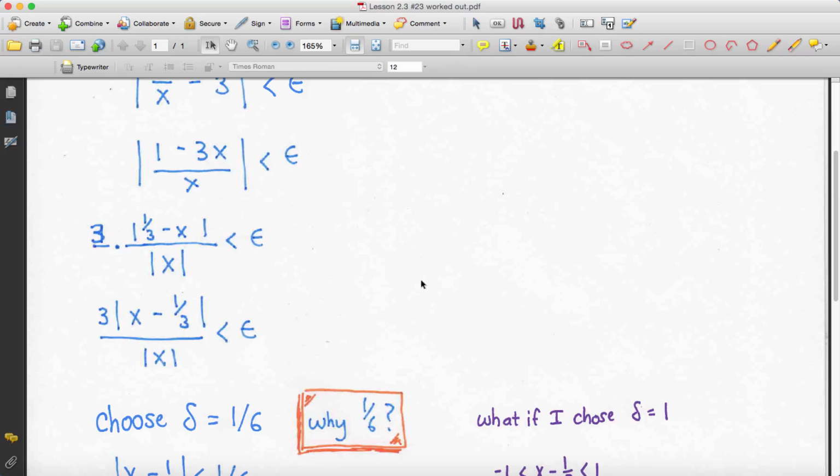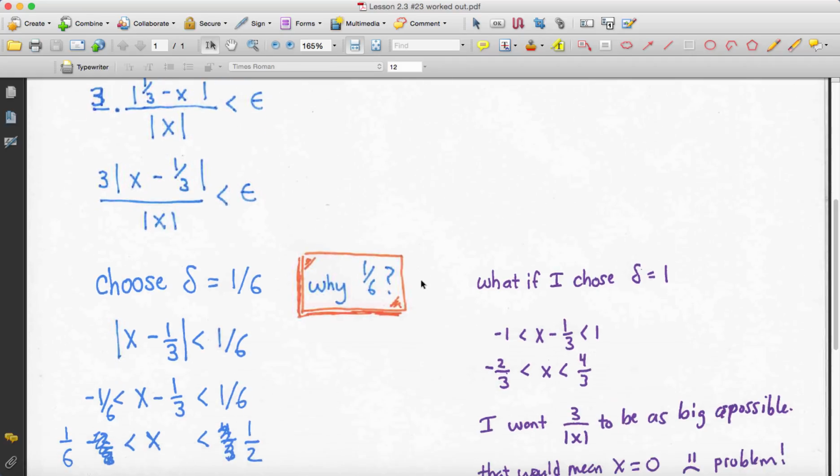I'm going to factor a 1/3 from the numerator. So now that gives me 3 times the absolute value of 1/3 minus x over the absolute value of x is less than epsilon. Because we're dealing with absolute values, 1/3 minus x will give you the same value as x minus 1/3, because an absolute value is always positive. So in other words, I'm allowed to switch the x and the minus 1/3 to make it look more like what I'm shooting for. I'm shooting for x minus a in the absolute value, and my a value is 1/3.